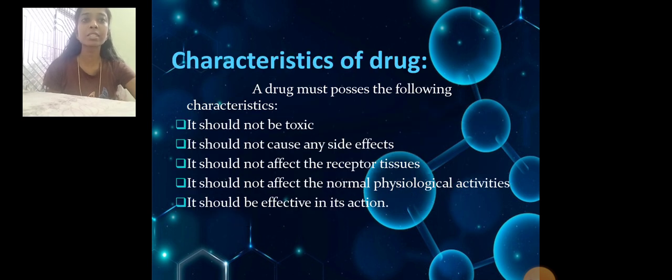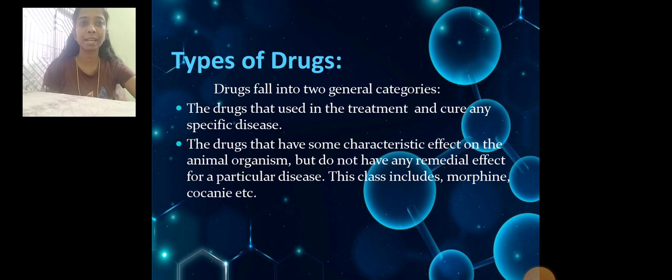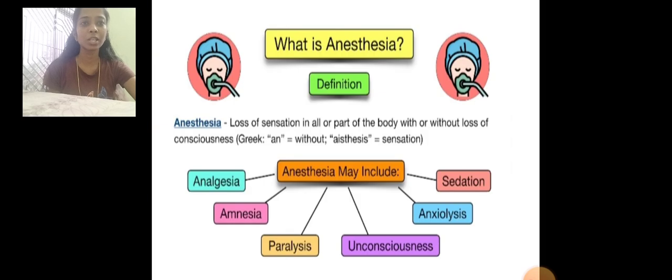A drug should possess these characteristics: it should not be toxic, it should not cause any side effects, it should not affect the receptor tissues or the normal physiological activities, and it should be effective in its action. Then, types of drugs. Drugs fall into two general categories. The first are drugs used in the treatment and cure of a specific disease, and the second are drugs that have some characteristic effect on the animal organism but do not have any remedial effect for a particular disease.